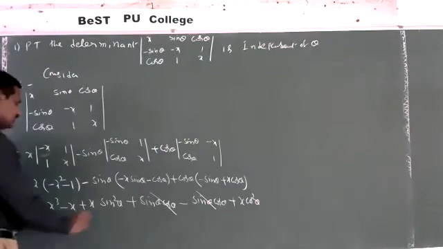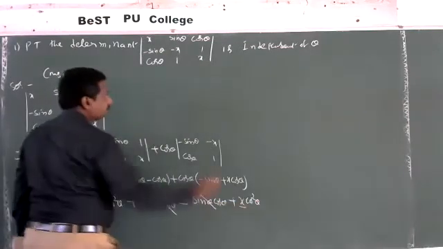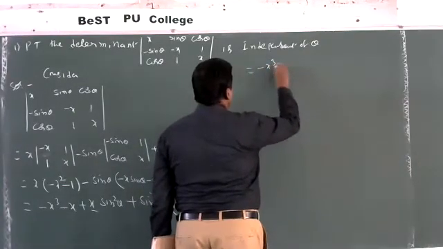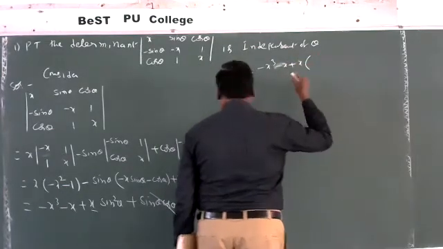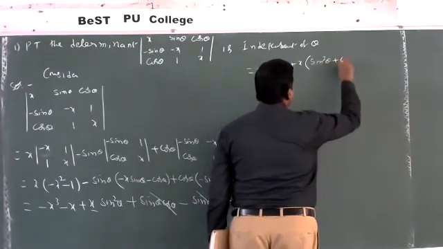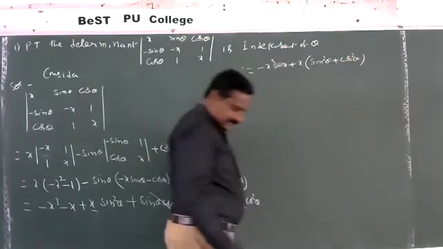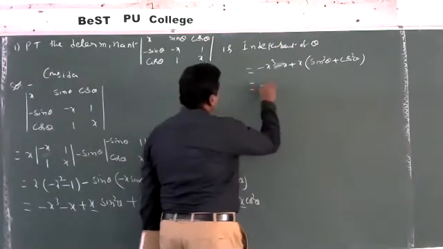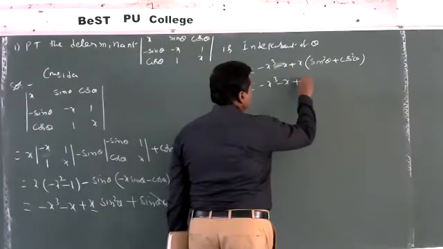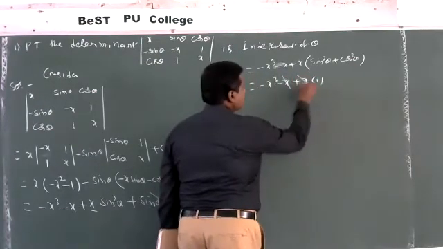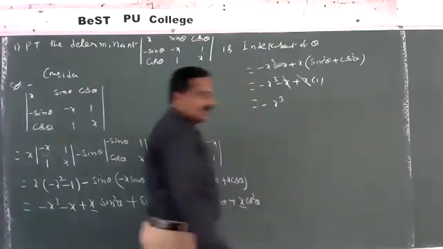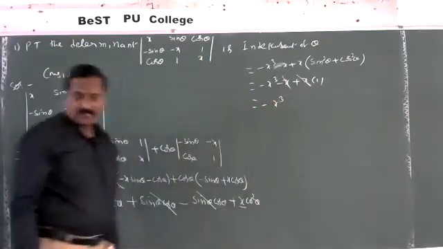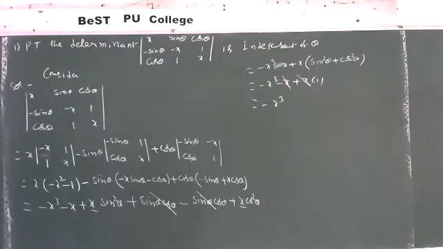Now from these two terms take x common. It is minus x cube minus x, plus x common, it becomes sin square theta plus cos square theta. We know that sin square theta plus cos square theta is 1. Then it is minus x cube minus x plus x into 1. Here minus x plus x get cancelled, that is equal to minus x cube. Observe the final answer, it does not contain any theta terms. That's why the determinant is independent of theta.